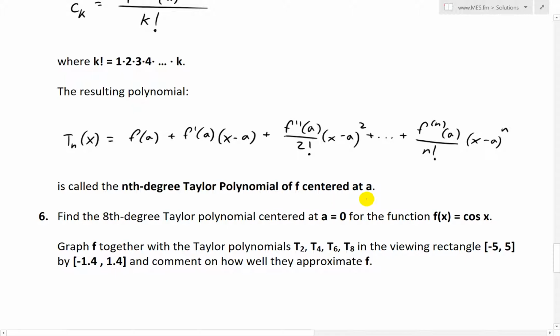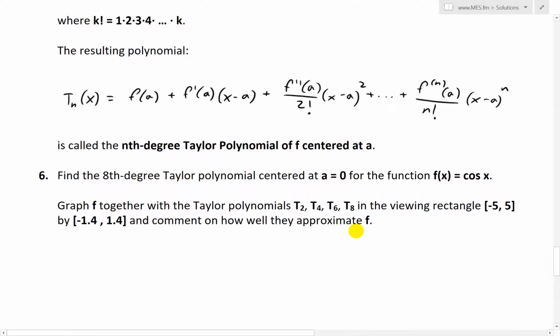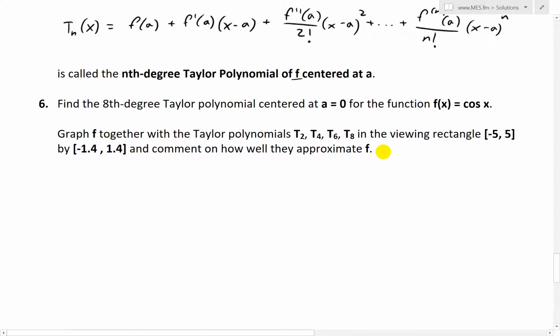Then the resulting polynomial is what's called the nth degree Taylor polynomial of f centered at a. In other words, we have Tn of x equals f of a plus f prime of a times x minus a, and then plus the second derivative divided by 2 factorial, then x minus a squared. Then you keep adding this and keep going on till the nth derivative of f at a divided by n factorial, times x minus a to the power of n, and so on. And again, this approximates the function f centered at a, or near that value x equals a. So now let's look at question 6.